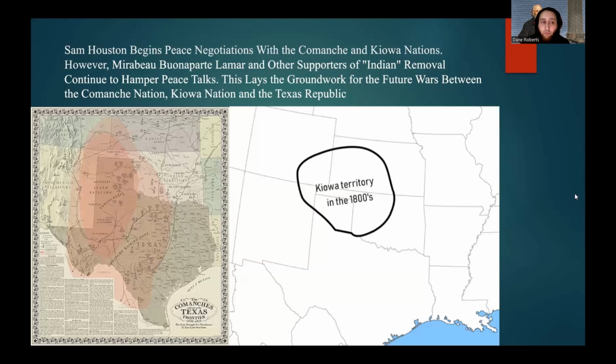Sam Houston would also begin peace negotiations with the Comanche and Kiowa nations. However, again, Mirabeau Bonaparte Lamar, and other supporters of Indian removal would continue to hamper peace talks, which would lay the groundwork for the future wars between the Comanche Nation, the Kiowa Nation, and the Texas Republic.